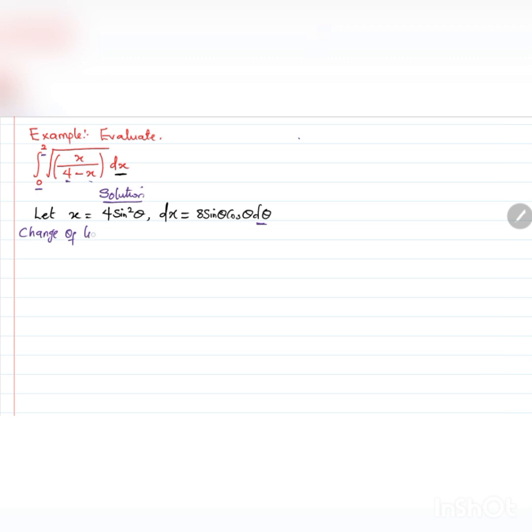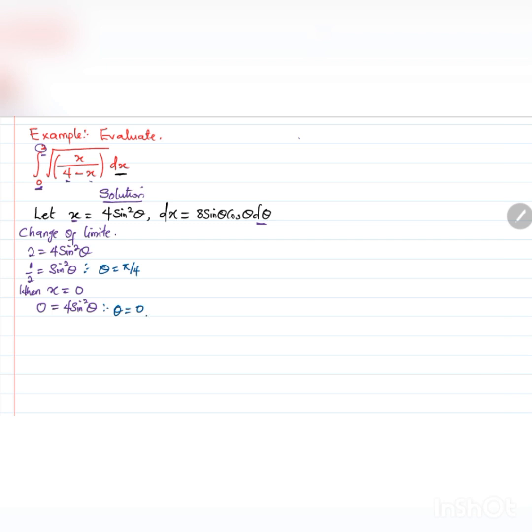For the upper boundary, which is 2 here, we have 2 equals 4 sine square theta. When I break it down, I have 1 over 2 equals sine square theta. Therefore, if I make theta the subject of the formula, theta will be pi over 4. That's for the upper boundary. And then for the lower boundary, when x is equal to 0, then 0 equals 4 sine square theta. If I make theta the subject of the formula, then theta is equal to 0.